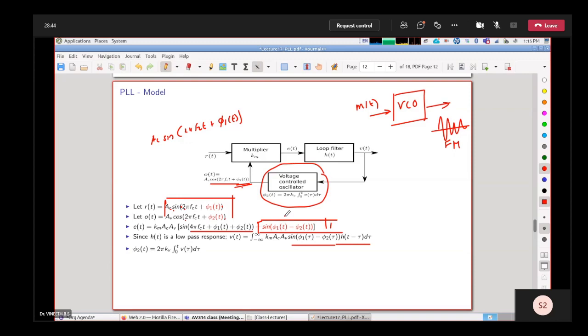The whole loop will be in steady state with 0 error when phi1 of t and phi2 of t in this case are equal. And if you think about R of t and O of t, the phase match occurs when they are actually in quadrature. So that is what happens in an analog PLL. Only when R of t and O of t are in quadrature, you basically get the phase match. And this is the condition under which the phase lock loop is said to be in lock. It is locked onto this R of t. Is that clear?